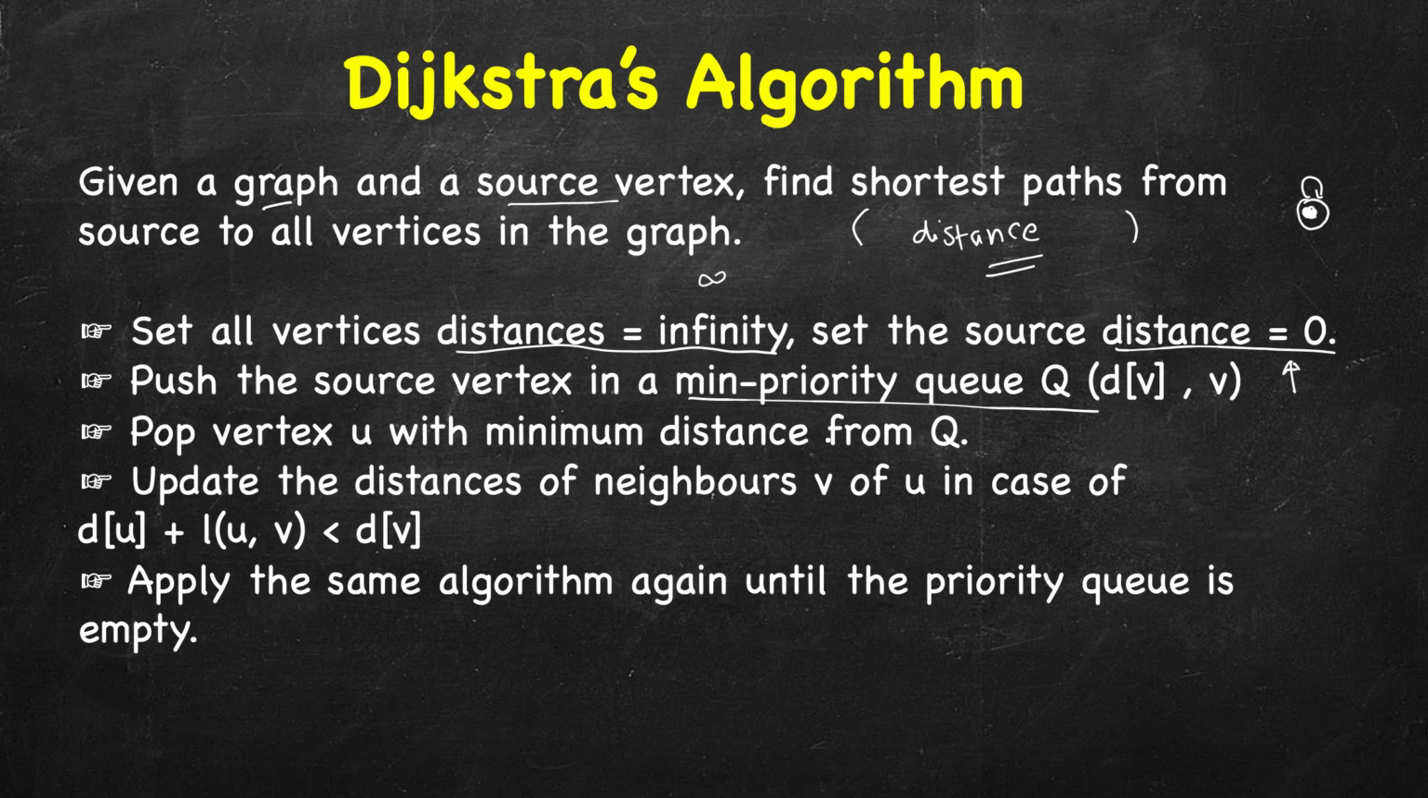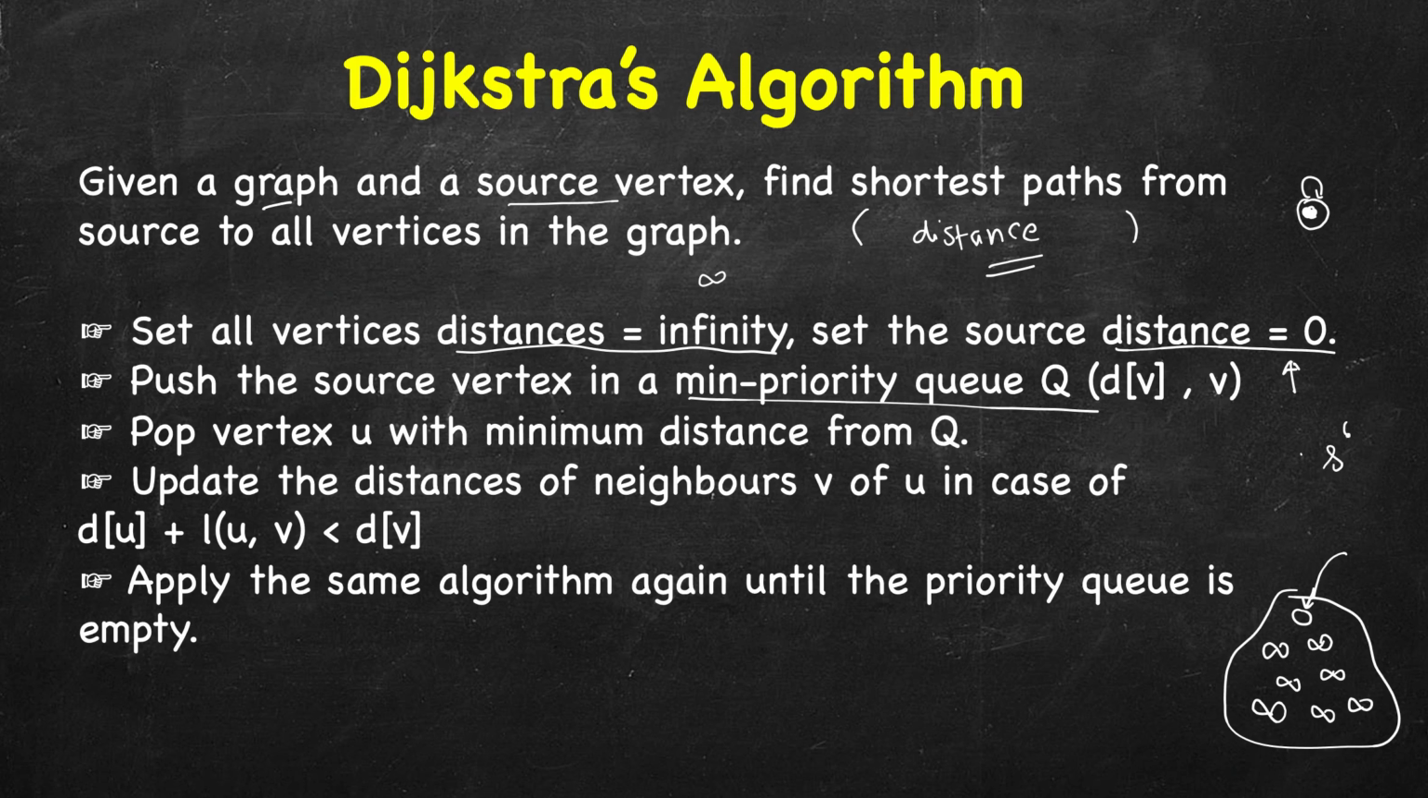There are multiple ways of implementing it to make it efficient. You can push all the vertices in the beginning itself to the priority queue. So all the vertices are in the priority queue. Source is at a distance of 0. Rest we have a bunch of infinity. So if this is a min priority queue, then this source node will be automatically picked first.